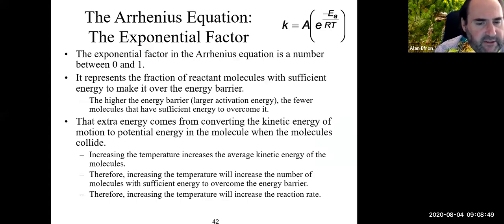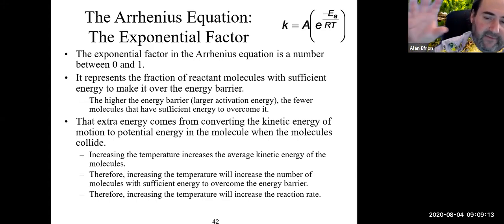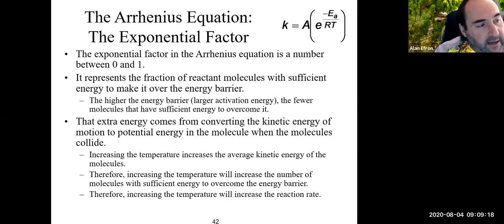Again, that fraction of molecules with sufficient energy to get up and over that energy barrier. The higher the energy barrier, the larger the activation energy, and there are fewer molecules that have enough energy to overcome it. Increasing the temperature supplies some extra energy that's going to allow molecules that normally won't have enough energy to get up and over. And ultimately, that's why when we increase the temperature of a reaction, the rate of that reaction increases. We're just supplying more energy, allowing more molecules to get over that hill, and the reaction occurs a lot faster.